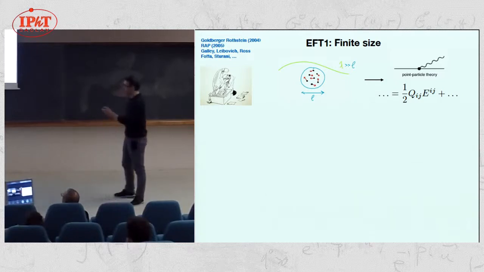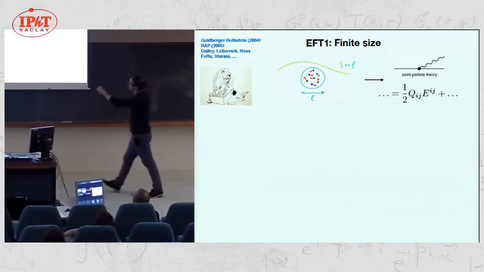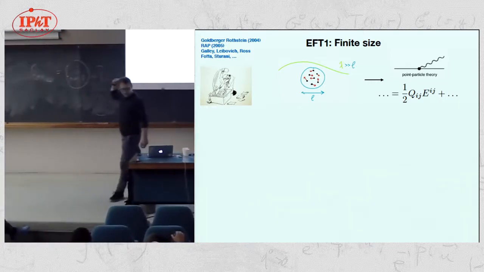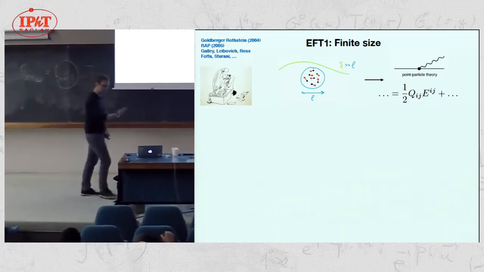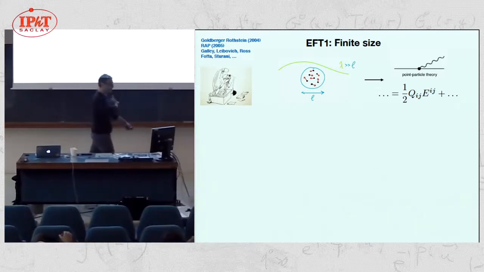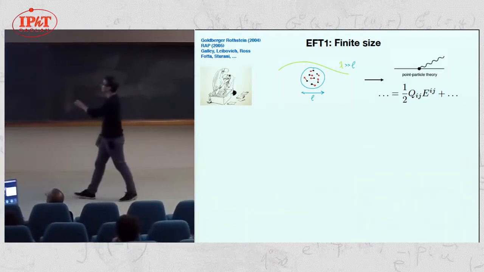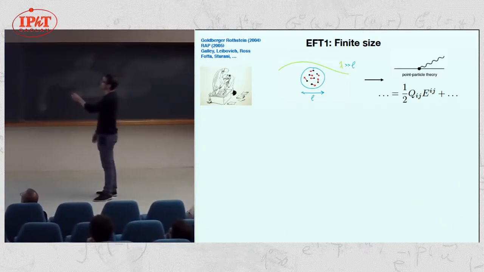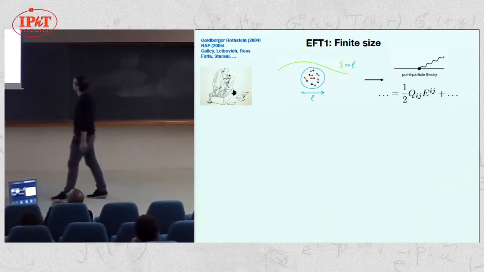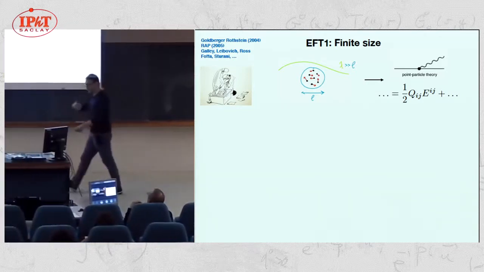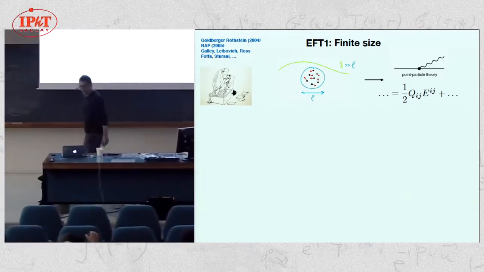If this is a long wavelength perturbation, much longer than the size of the object, then beyond the mass, the first term that you can write down in a point particle effective action will be the coupling to the curvature. I'm doing the gravitational case here, but it's exactly the same as the susceptibility that I was explaining before. This is the electric component of the Weyl tensor, but if you were doing QED, this would be the dipole, p dot E, and this would be the first term that you include to incorporate the finite size effect.